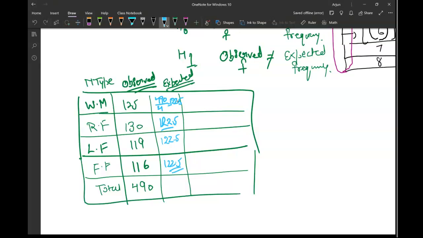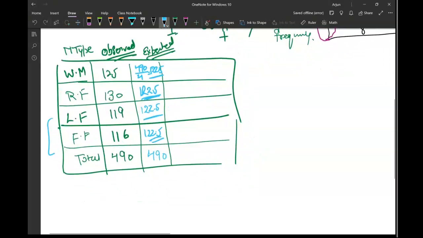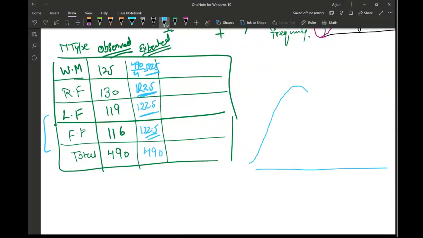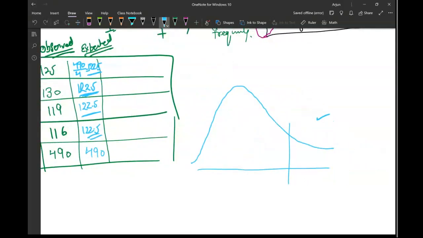So under the ideal circumstances, 122.5 bottles of this, 122.5 bottles of this, and 122.5 bottles of the other two would have been sold. So now what we're going to do is run our test. To run the test, it is always a single tail test. It is like this. Single tail, and the single tail is always a right tail also. And this is the chi-square critical value. So then you do the test.